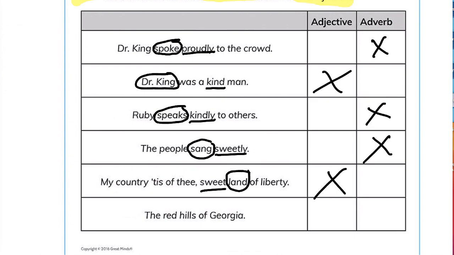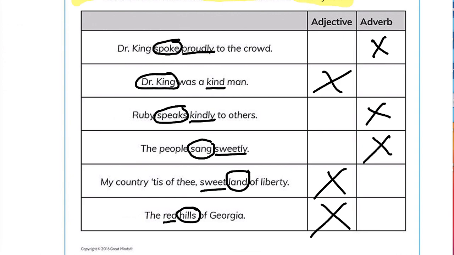And our last one, the red hills of Georgia. What is our describing word? Underline it. What are we describing? Circle it. Our describing word here is red. We are describing the hills. Is that a noun or a verb? It is a noun, so that makes it an adjective.